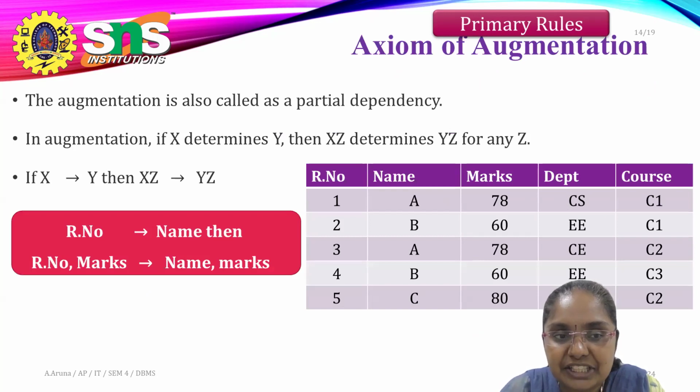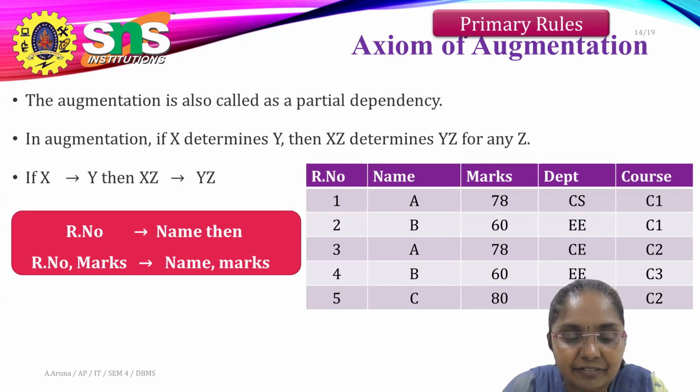Third is augmentation. Augmentation is nothing but a common attribute being added on both sides, both LHS as well as RHS, that is, both the determinant and the dependent. In augmentation, if X determines Y, then XZ also determines YZ. This type of relation we call augmentation. For example, roll number determines name, then we can say roll number and marks determine name and marks. These are simple examples of augmentation.